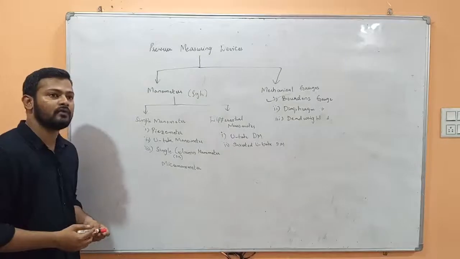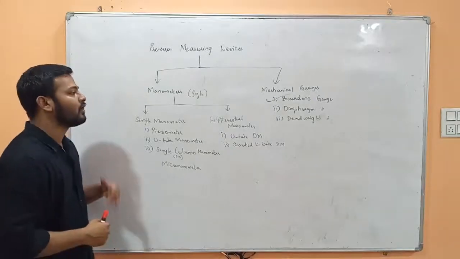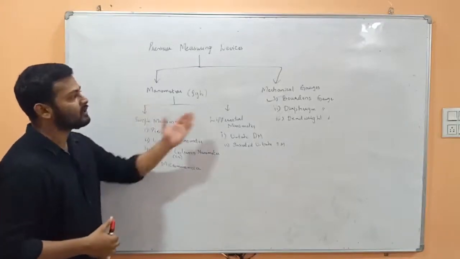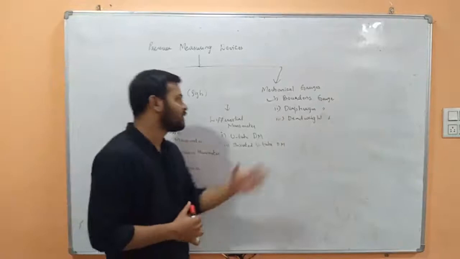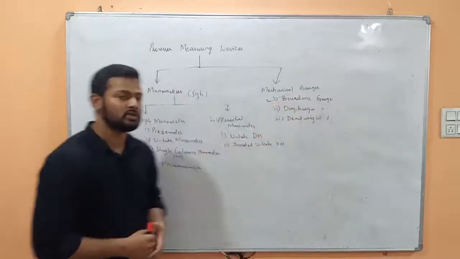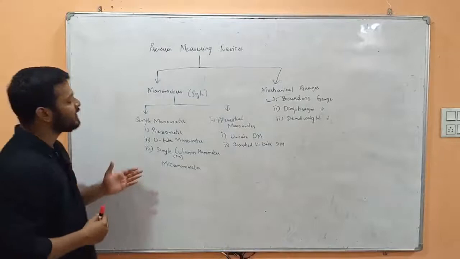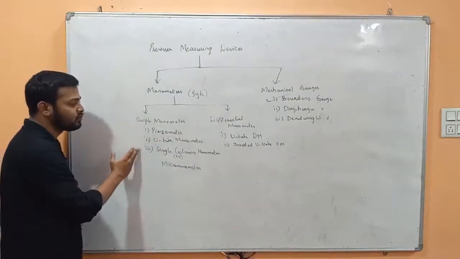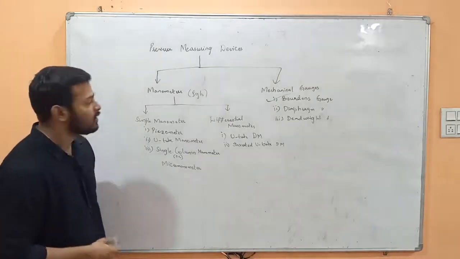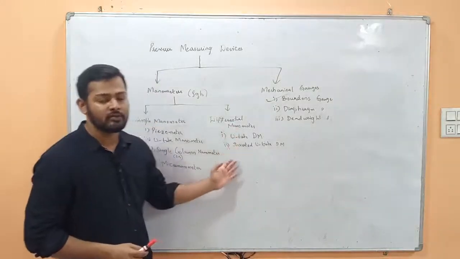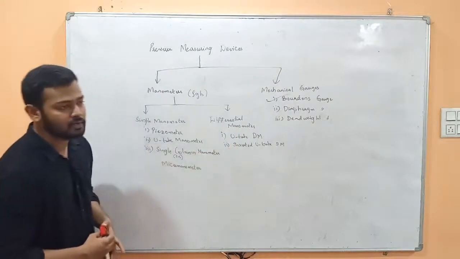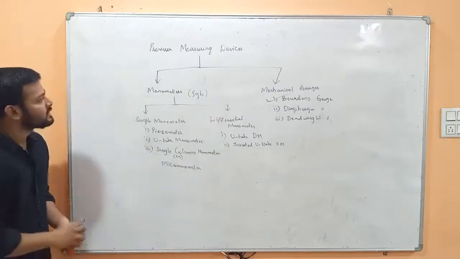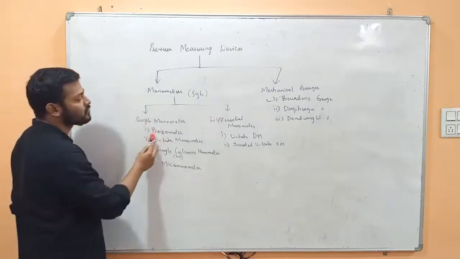You can expect one question for 5 marks in the final exam on one of these types of manometers. So we have two types basically, that is manometers and mechanical gauges. There is only one type of mechanical gauge as per your syllabus, that is Bourdon's pressure gauge. In manometers we have two types, simple manometers and differential manometers. In simple manometers we have the piezometer, U-tube manometer, and single column manometer, or micromanometer, and in differential manometers we have the U-tube differential manometer and inverted U-tube differential manometer. We will be studying one by one. First we will take the simplest form of manometer, called the piezometer.